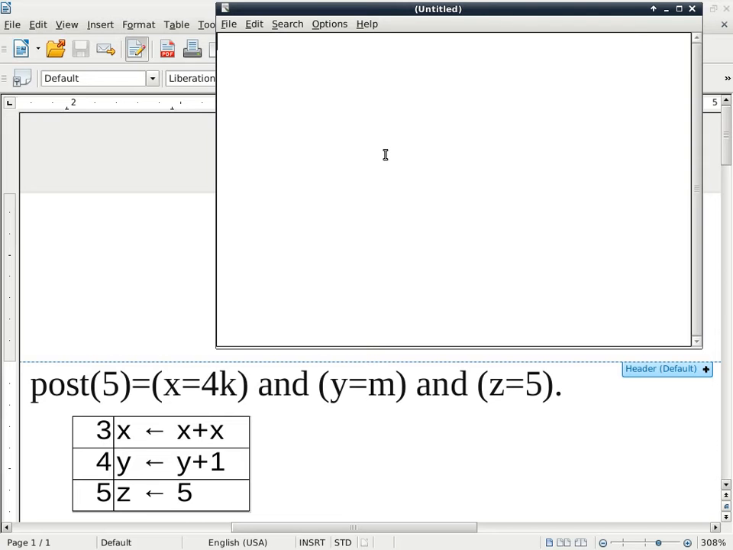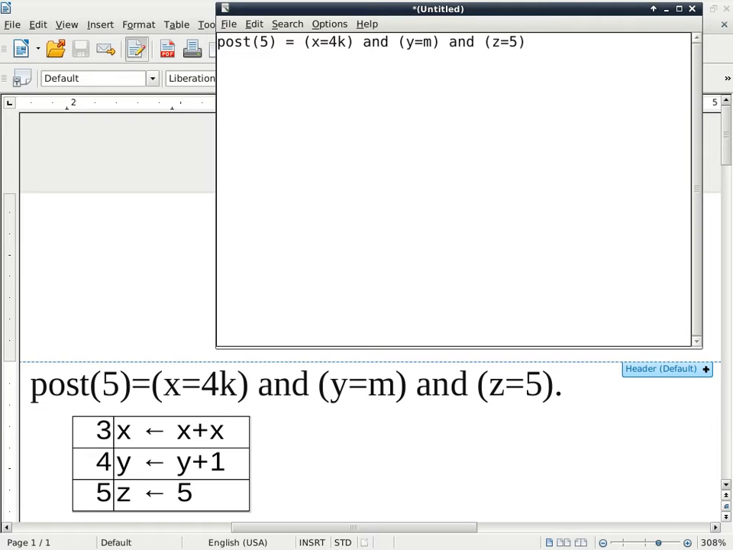Okay, so going to this, using a step-by-step approach, this is what we're going to do. So I'll just restate what is post 5 just because it is important. In this case, post 5 is x equals 4k, y equals m, and z equals 5. In other words, I know as a fact that every time we get to line 5, right after we execute line 5, this condition has to be true.